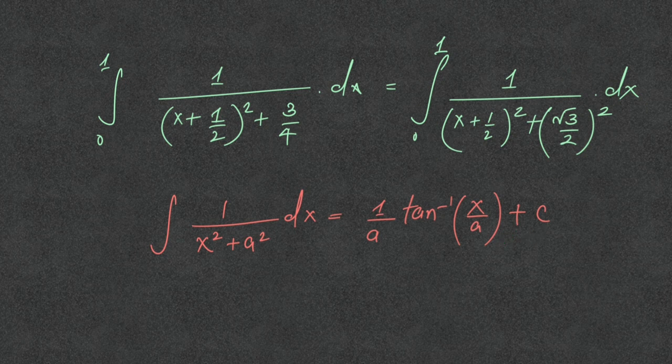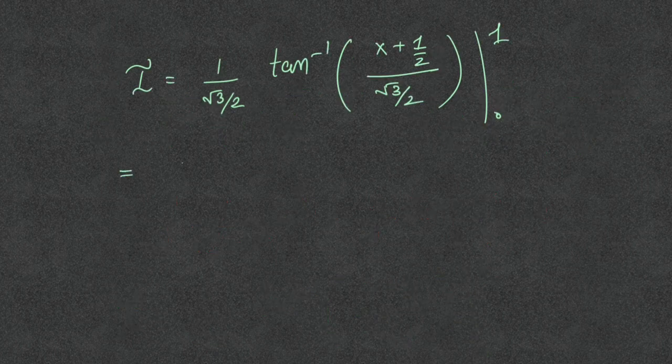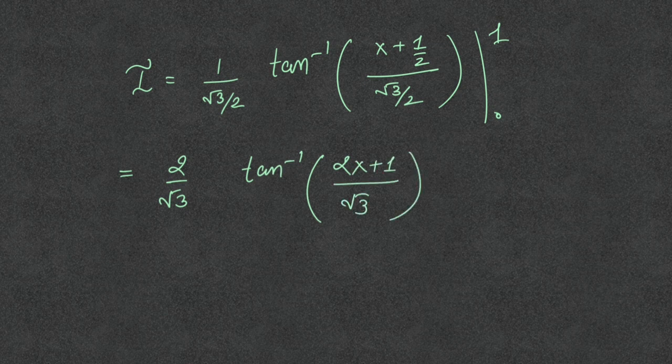Applying this here becomes 1 upon under root 3 by 2 tan inverse of x plus 1 by 2 whole divided by under root 3 by 2, and the limit starts from 0 to 1. This becomes 2 by root 3 tan inverse of 2x plus 1 upon root 3, limit from 0 to 1 on simplifying.